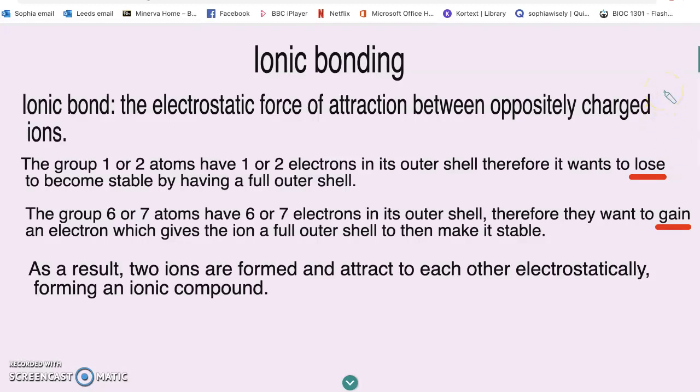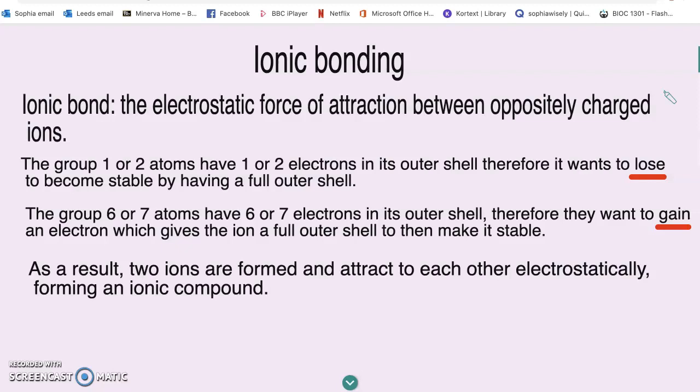So now we're going to move on to ionic bonding. So an ionic bond is the electrostatic force of attraction between oppositely charged ions. So this means that it's the force of attraction between these 2 ions that hold them together to form a bond, and the reason that they're together is because they're oppositely charged.